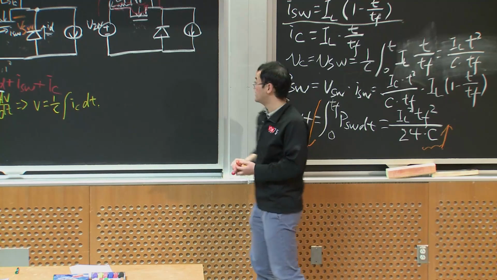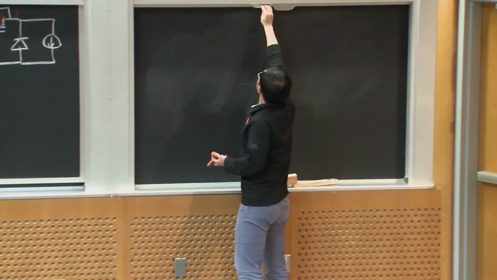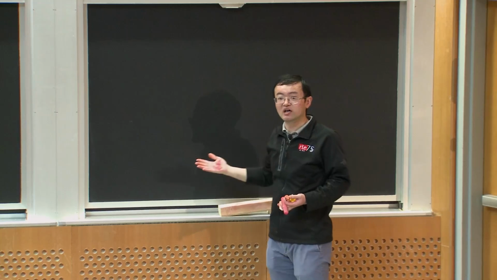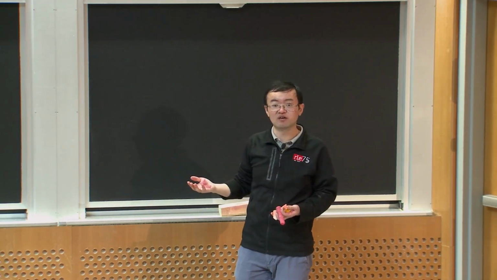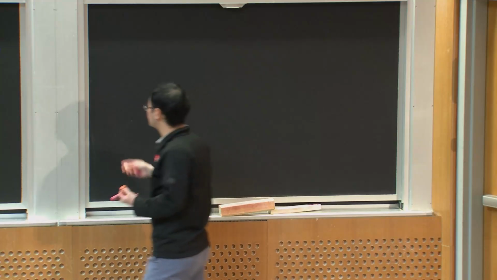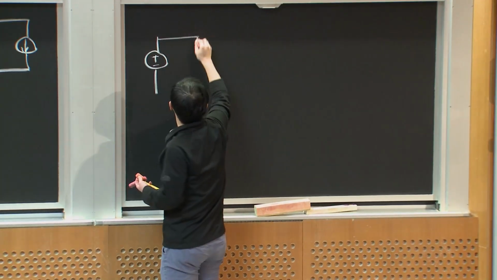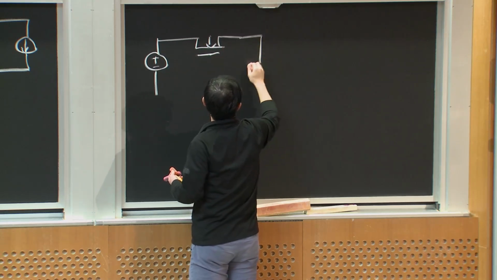Okay, so then let's go to the turn-on snubber. The beauty of the circuit is that sometimes we can have a dual circuit of the original circuit. So a turn-on snubber is the dual circuit of the turn-off snubber. So let's draw the buck converter again. We have a voltage source, we have a transistor, and we have a diode.